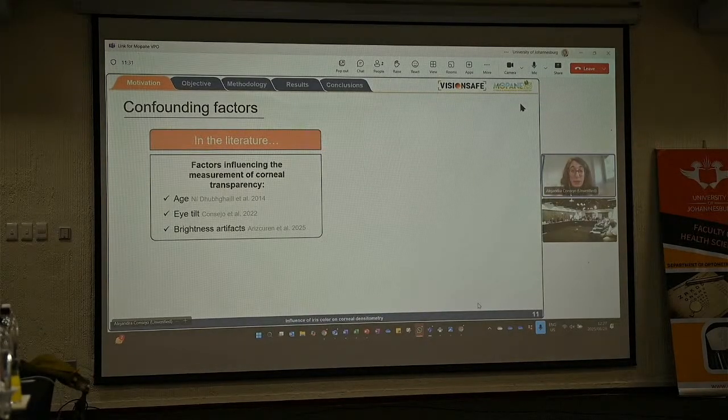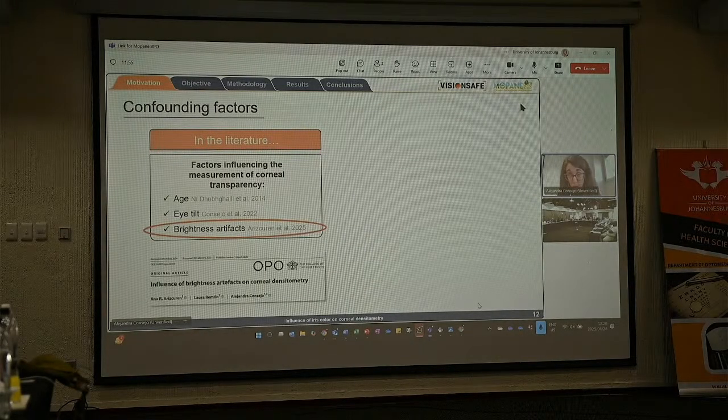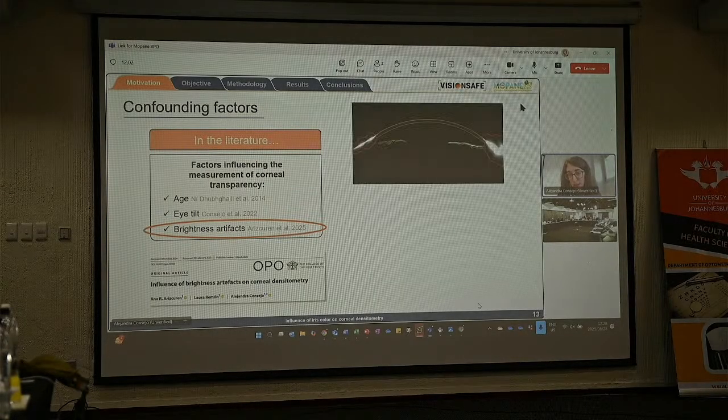And this is probably because there are some biometric confounding factors. The anterior chamber depth shrinks in older people, so it feels like the transparency is lower, because this is all based on light backscatter. We also know that eye tilt influences the measurement, so the position of the eye when we are acquiring it. And the newest confounding factor that we found, which is kind of obvious, and this is a publication that our group released this year, is about brightness artifacts.